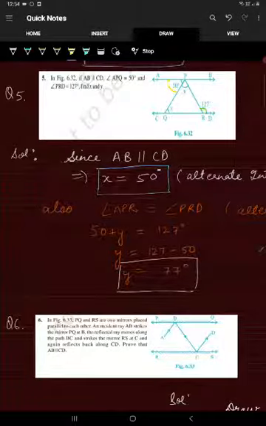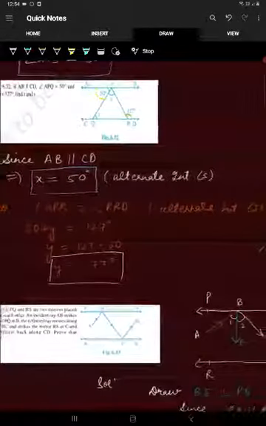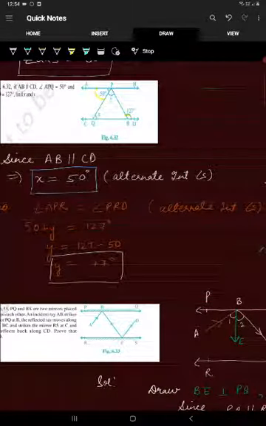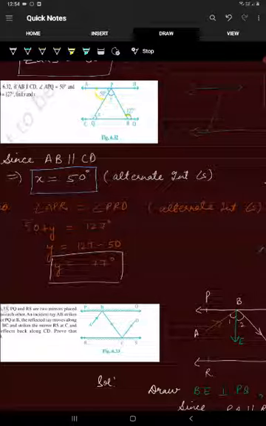Since AB is parallel to CD, dear students, if we observe, this is the line PQ, and this is the measure of angle 50 degrees given, and this is x. It is very clear from this figure that if these two lines are parallel, then x will be equal to 50 degrees because of the concept of alternate interior angles.